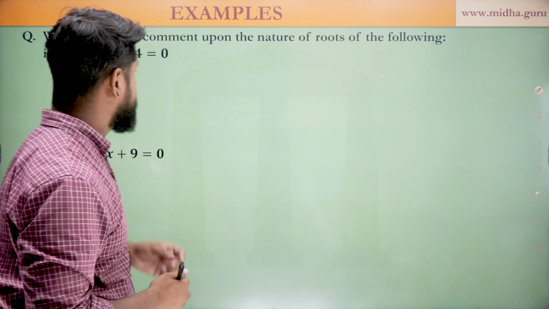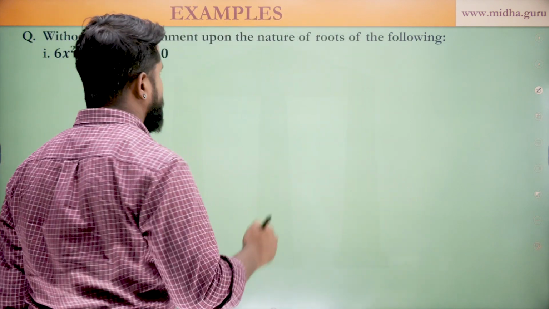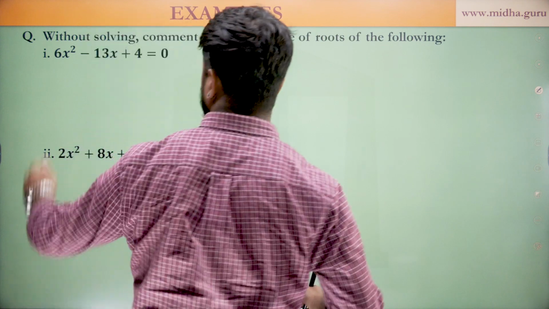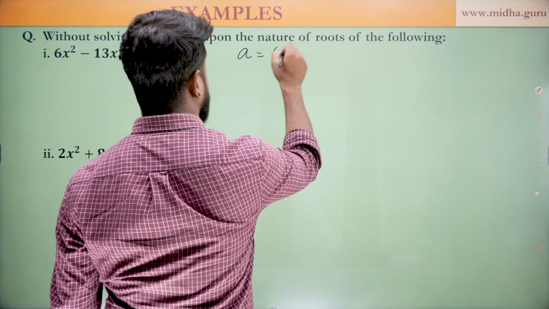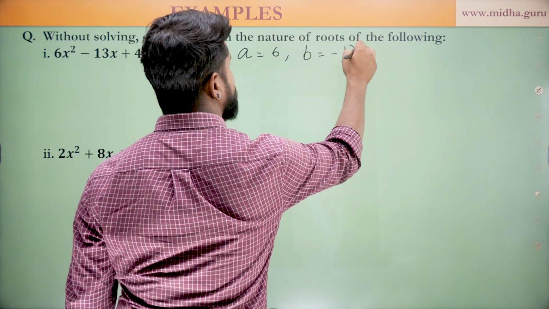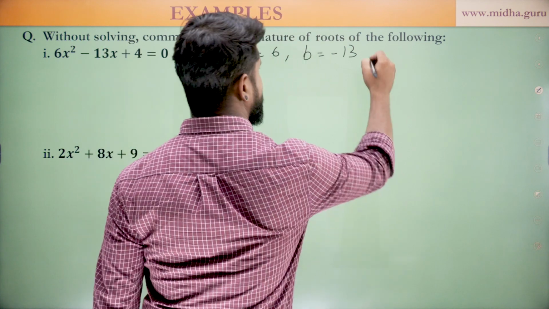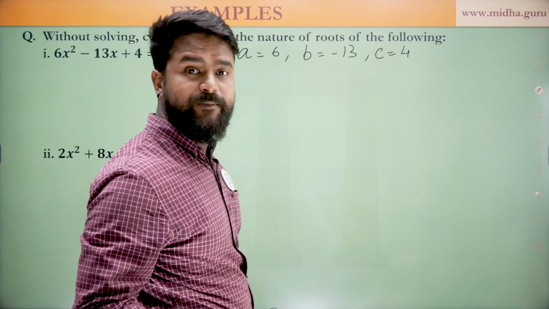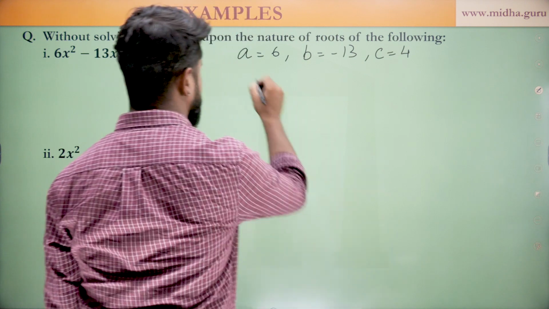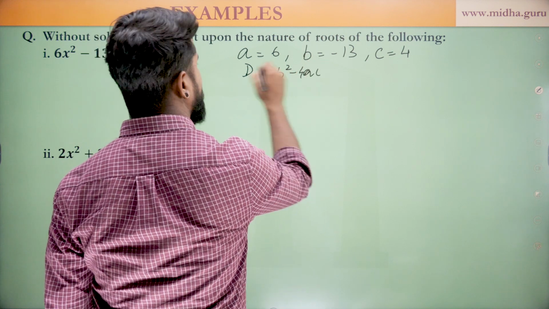So the first equation is 6x squared minus 13x plus 4. Again, just to remember, the standard form was ax squared plus bx plus c, from which I'll get that a is equal to 6, b is equal to minus 13. Not 13, but minus 13. And c is equal to 4. What's the next step? I find out the discriminant. Now if you remember, discriminant was b squared minus 4ac.